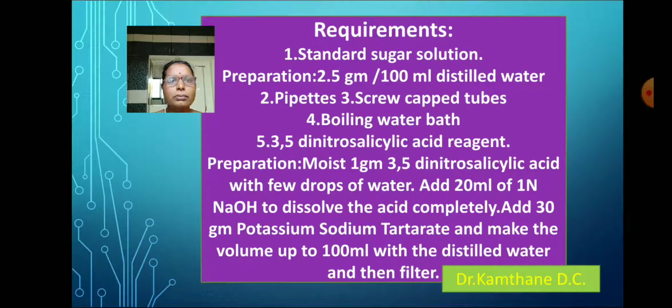Moisten 1 gram of 3,5-dinitrosalicylic acid with a few drops of water. To this add 20 ml of 1 normal NaOH solution. To dissolve the complete acid in it, add 30 gram of sodium potassium tartrate, make the volume up to 100 ml with distilled water, and then filter.